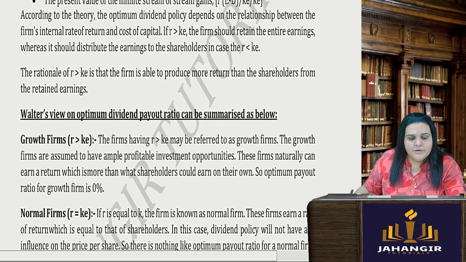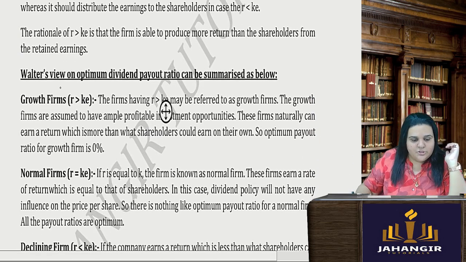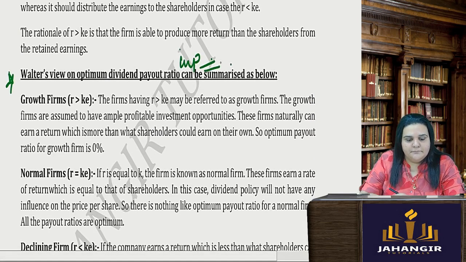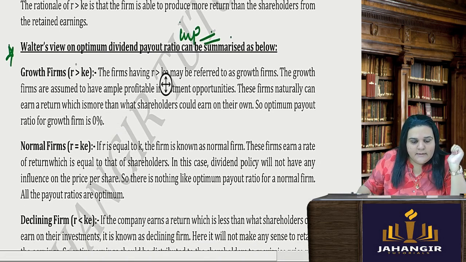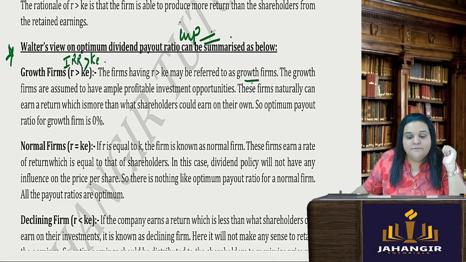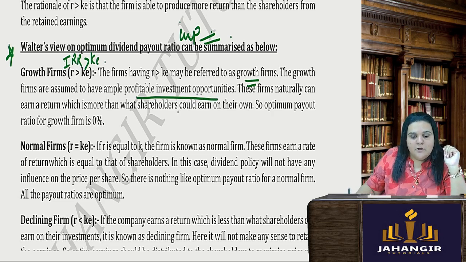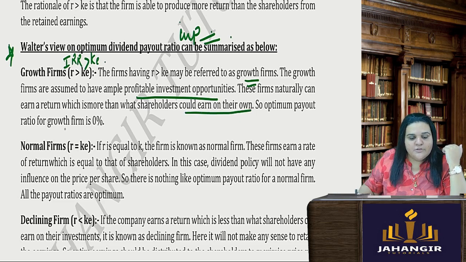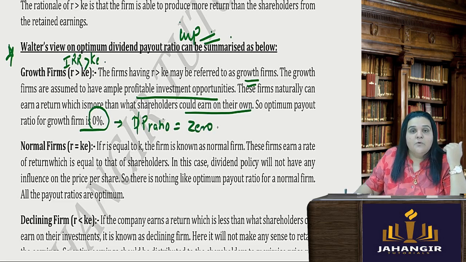Now, from the Walter's view, an optimum dividend payout ratio can be summarized as follows. What does he say? A growing firm, if its internal rate of return R is greater than its cost of equity, then it is known as a growing firm. That means it has ample profitable investment opportunities. So these firms naturally can earn a return which is more than what the shareholders could earn on their own. So the optimum payout ratio for the growth of the firm is 0. Here he says that the dividend payout ratio should be 0. Give 0 dividend when you have the ability to grow.